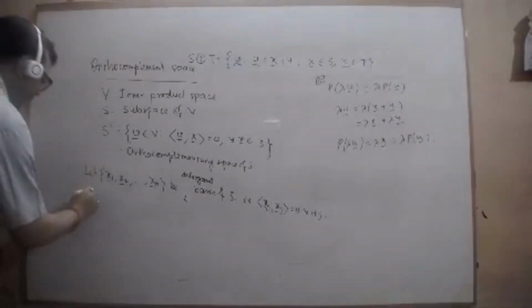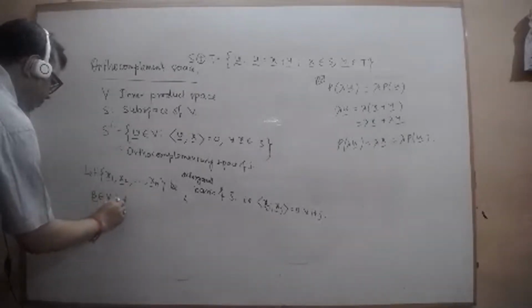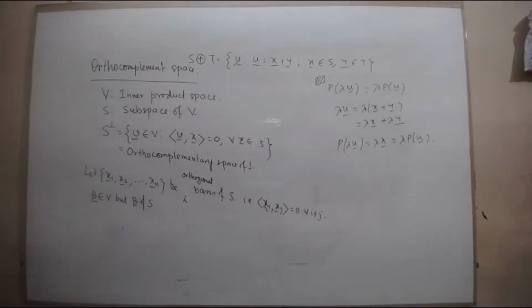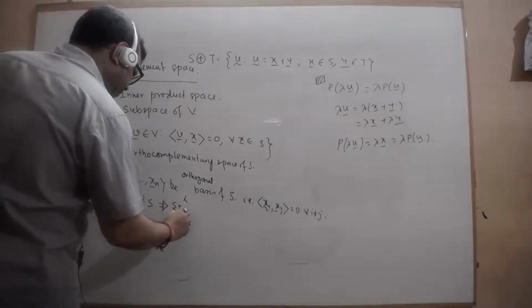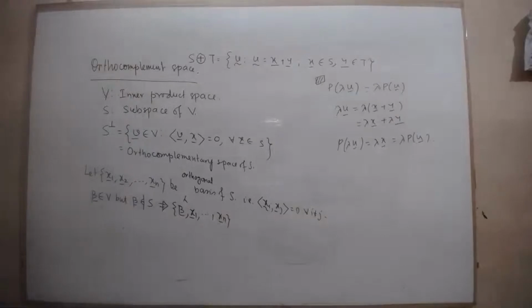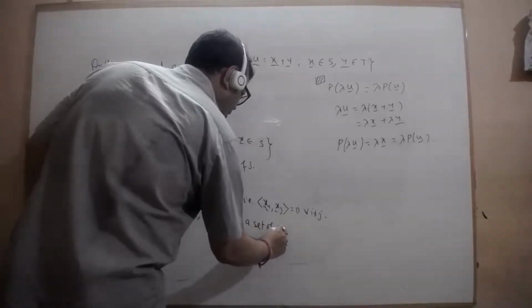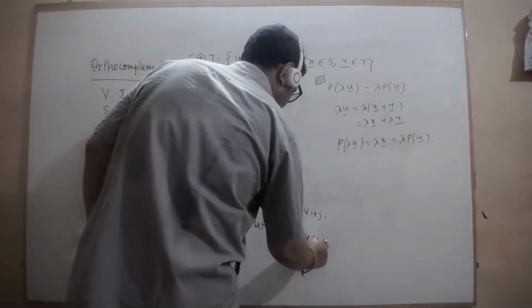Take any vector beta curve belonging to V, but beta curve does not belong to S. This is possible because S is a subspace of V. This implies that beta curve together with x1 to xn is a set of independent vectors.